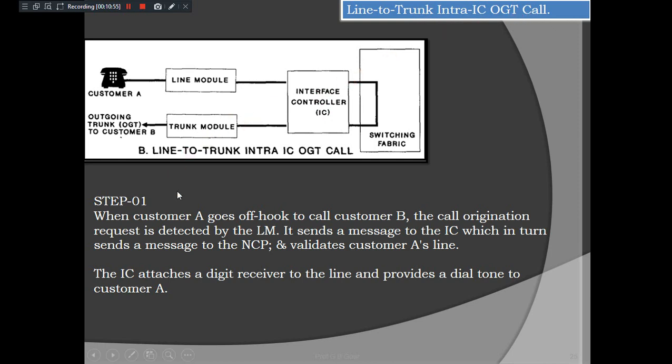Okay, hope guys, again the steps will remain the same here. I will elaborate here. The remaining two cases you have to do on your own, which are going to be similar to these first line to line intra IC and line to trunk intra IC OGT calls.